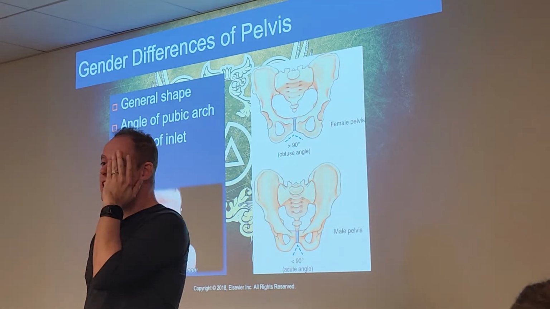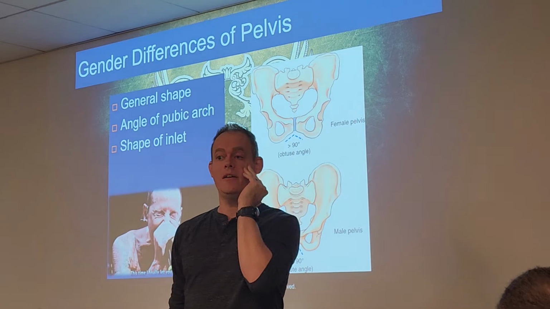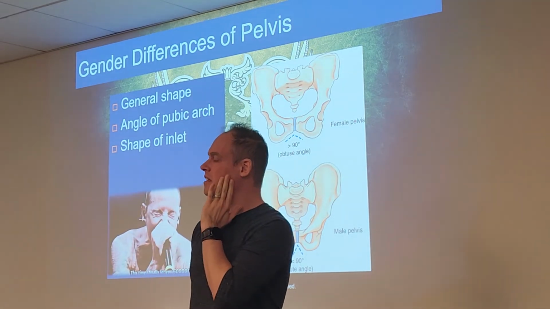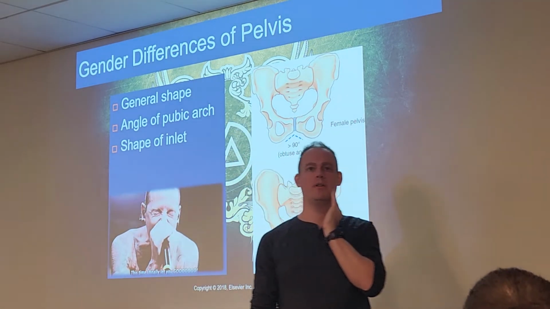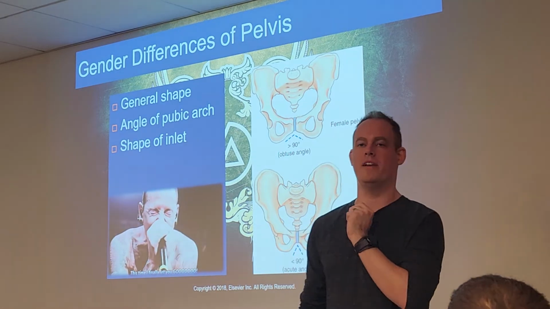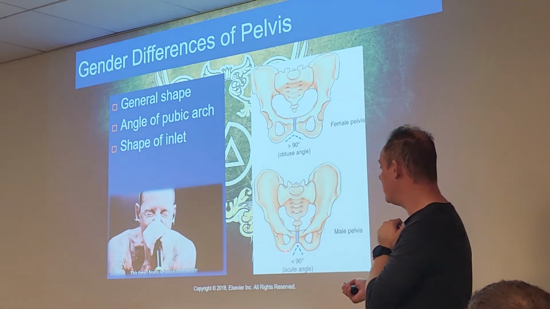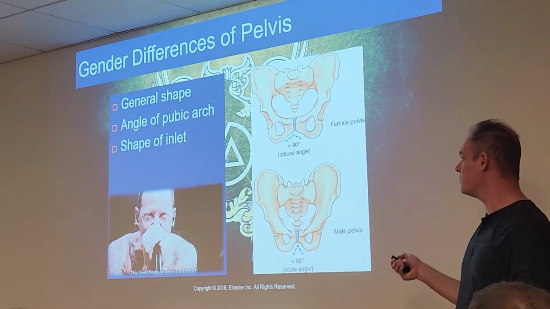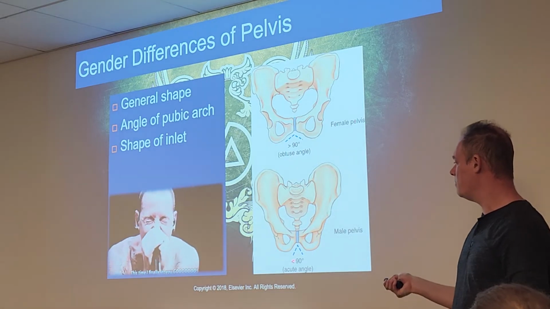All right, guys, so once again, make sure that you know the three main differences, that being the general shape of the pelvis, the angle of that pubic arch, and the shape of that inlet, three biggest indicators. When we say the inlet, once again, guys, we're talking these angles right here by the pubic symphysis. Females, obtuse, males, acute.